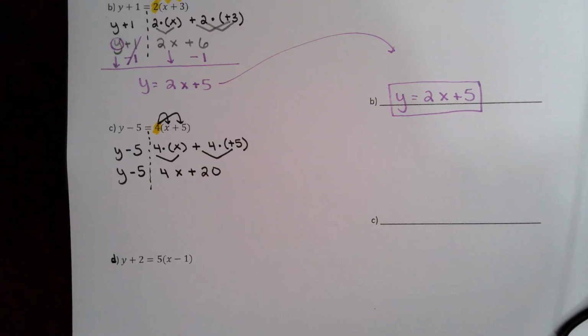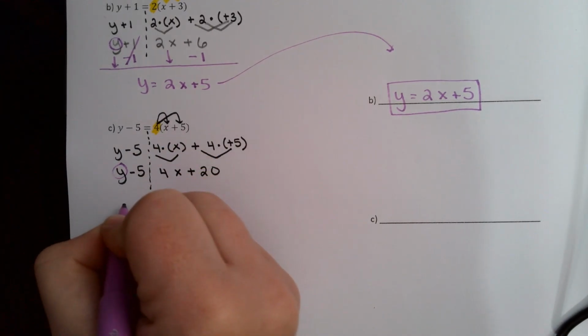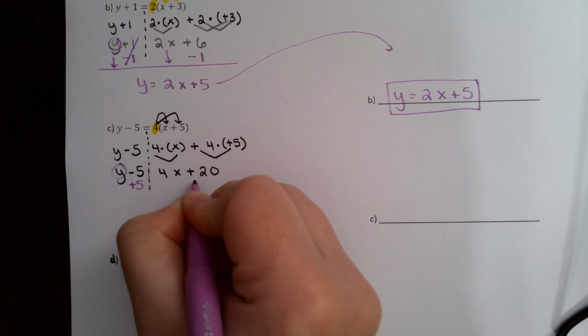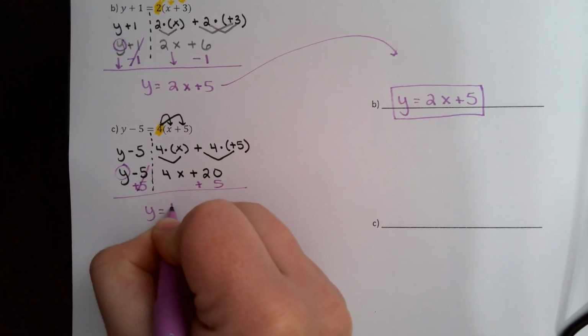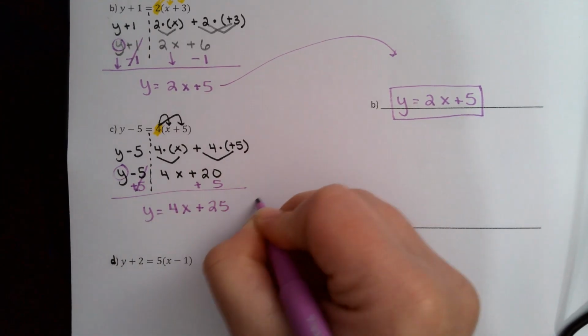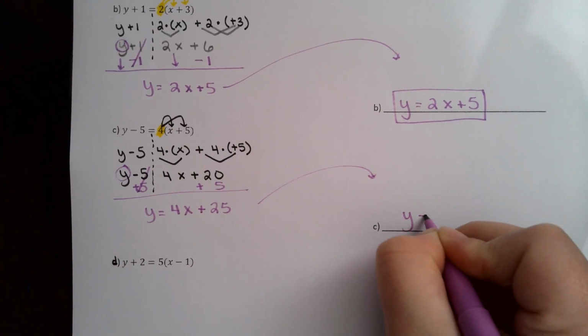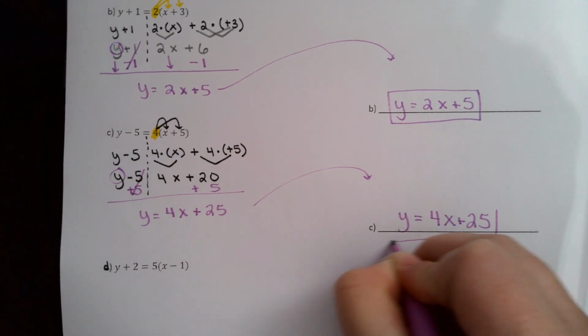Again, circle the y. We're going to add 5 to both sides. Remove on one side, add, subtract on the other. So here we're adding 20 plus 5 is 25. And we're writing our answer. Y is equal to 4x plus 25.